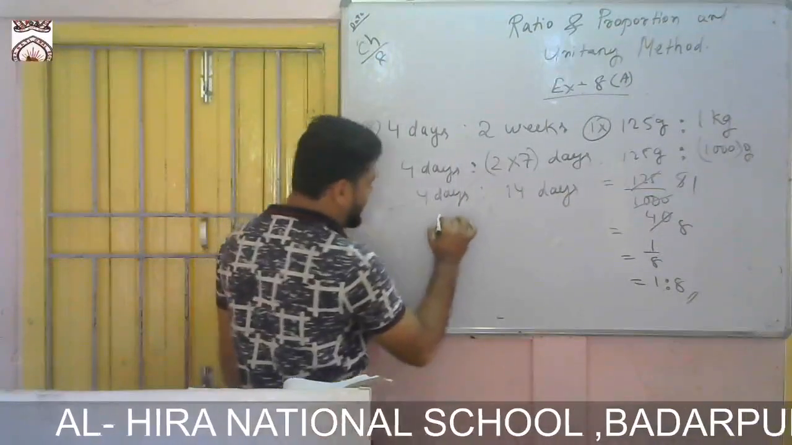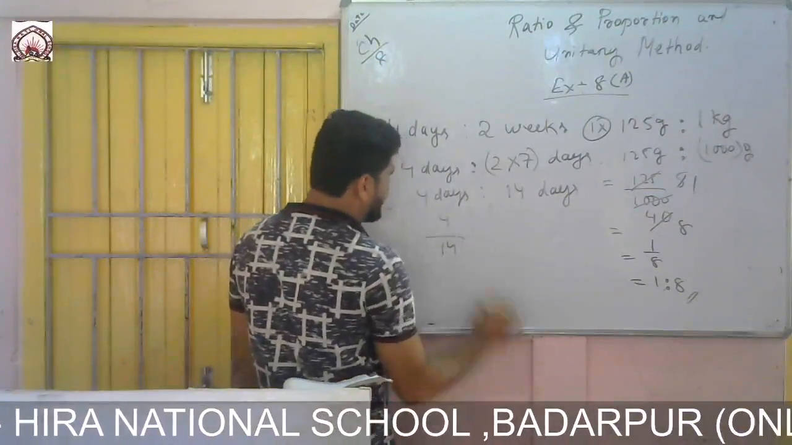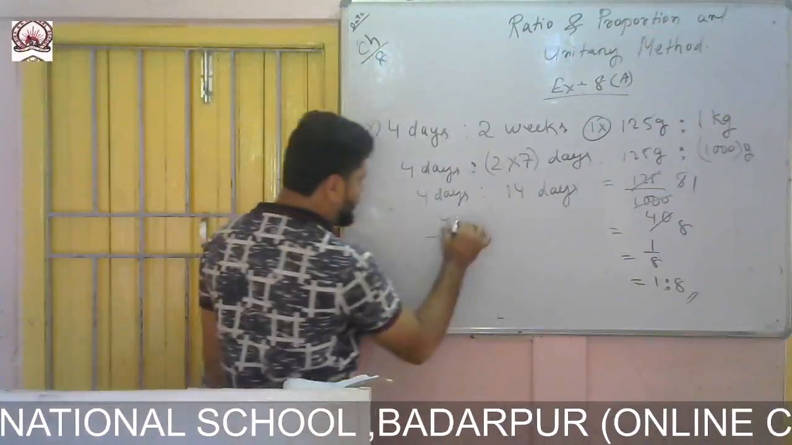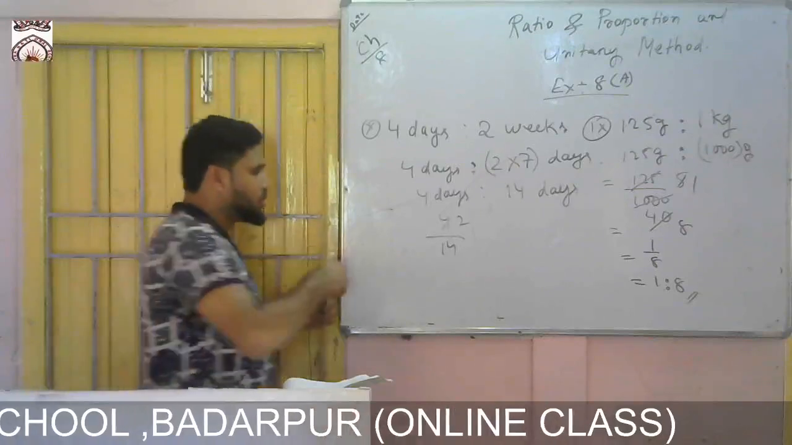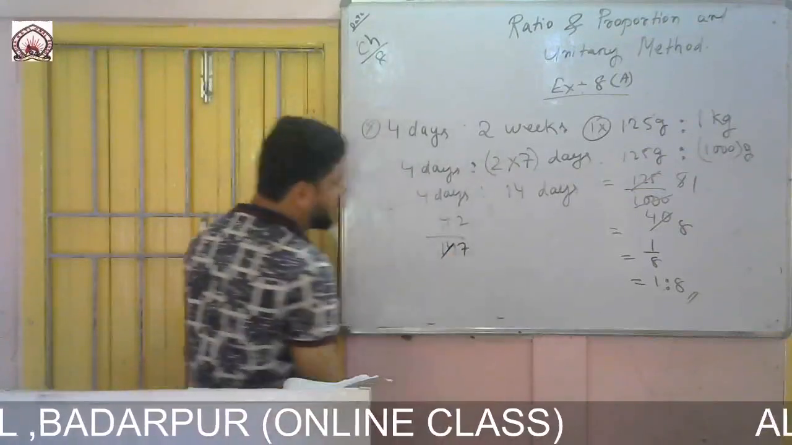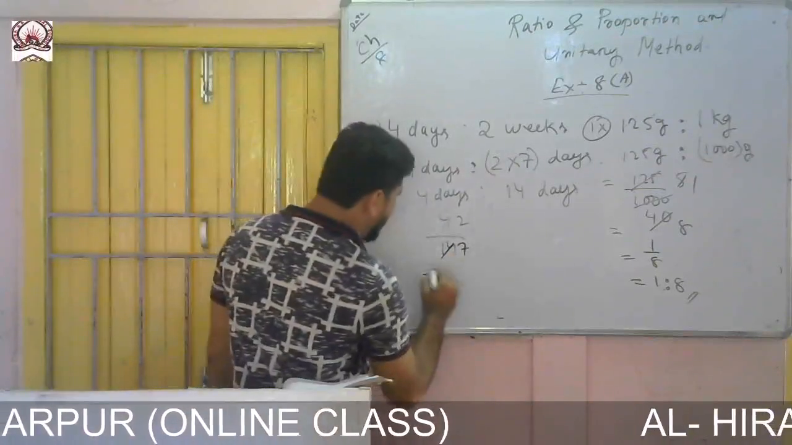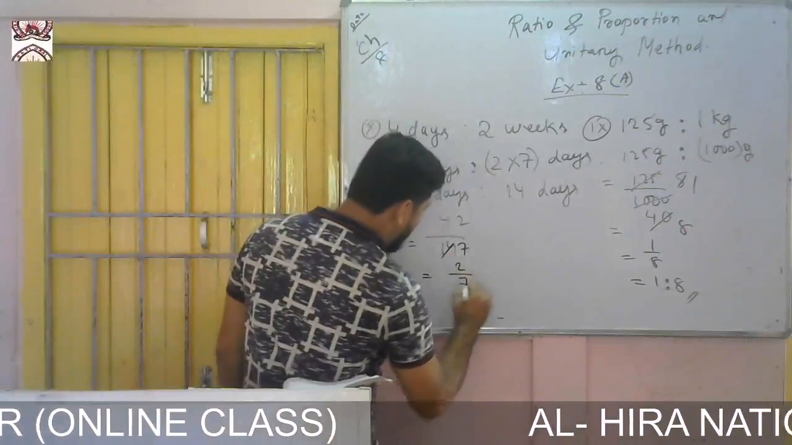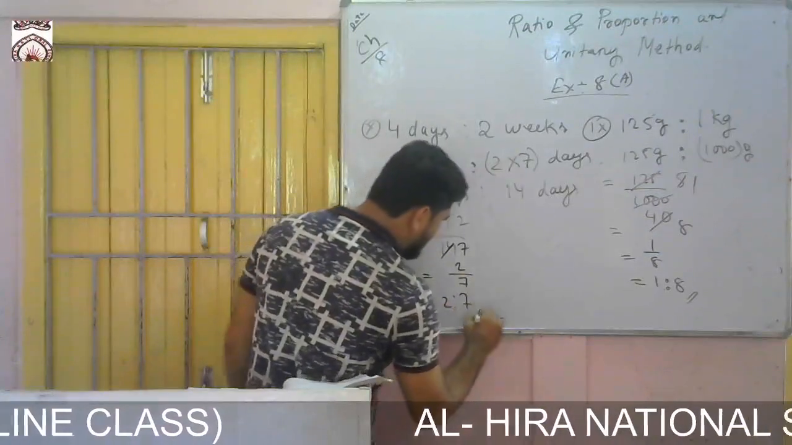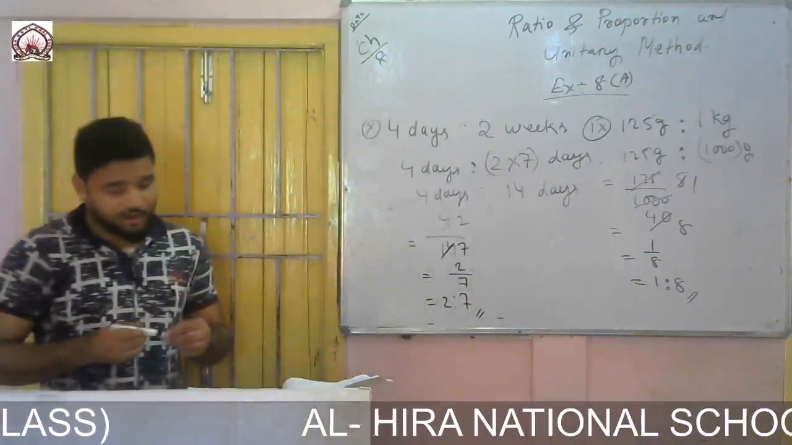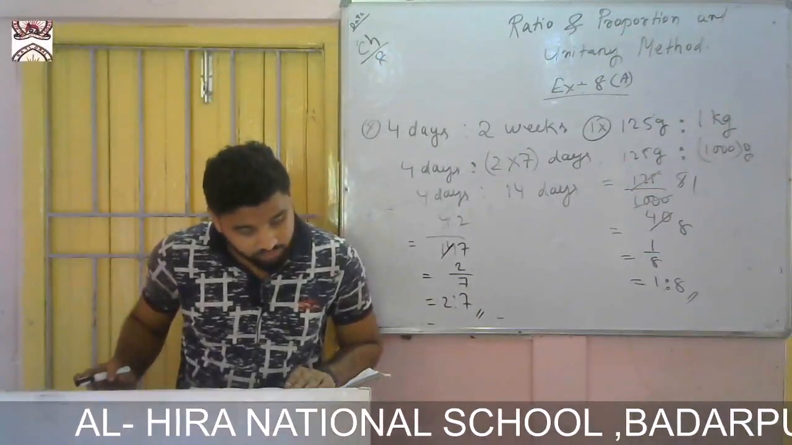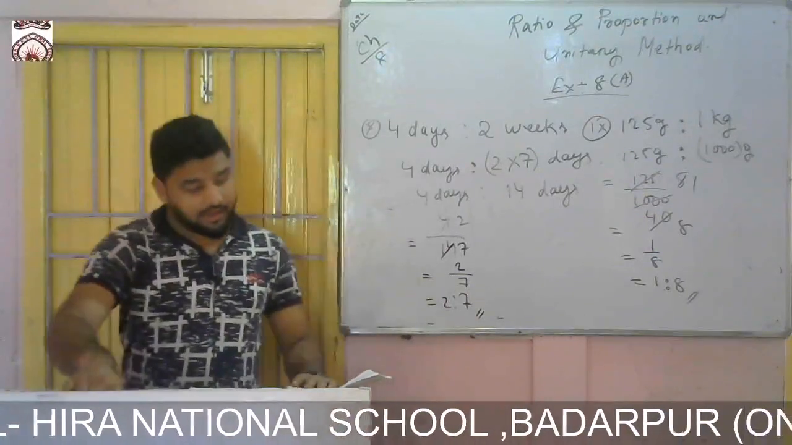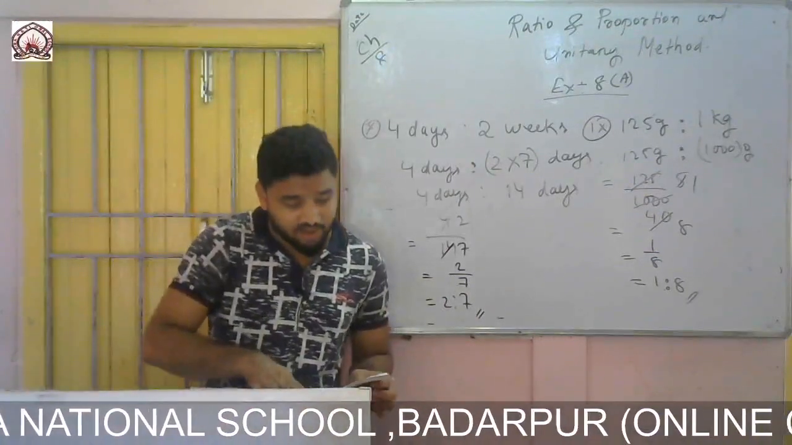So 4 by 14. Now 2 2 jar 4, 2 7 jar 14. Now what came? 2 by 7. That is 2 is to 7. Rest you practice. Now come to question number 2.